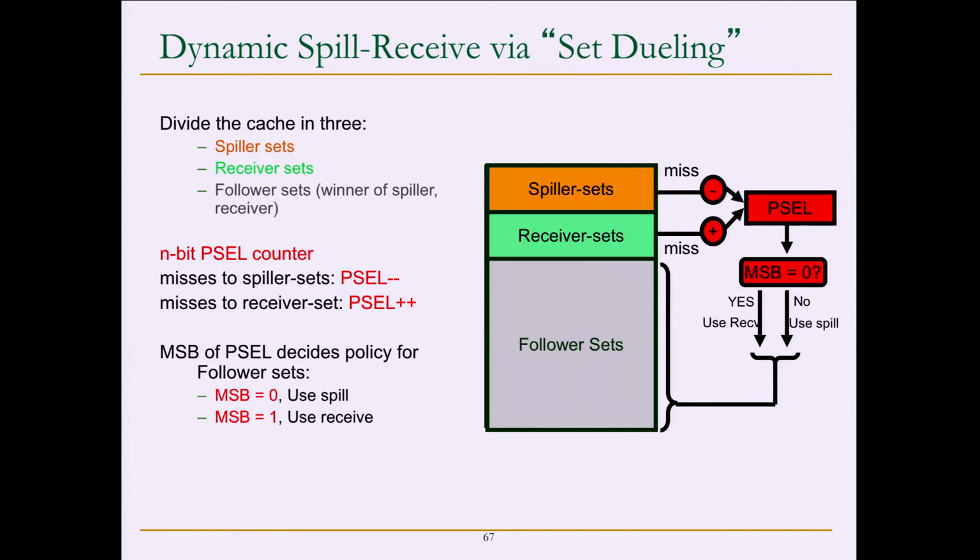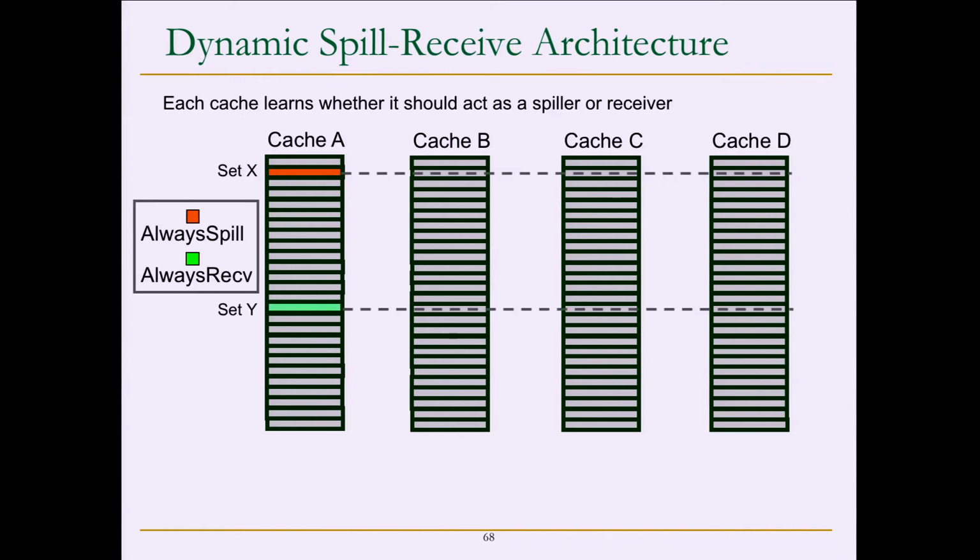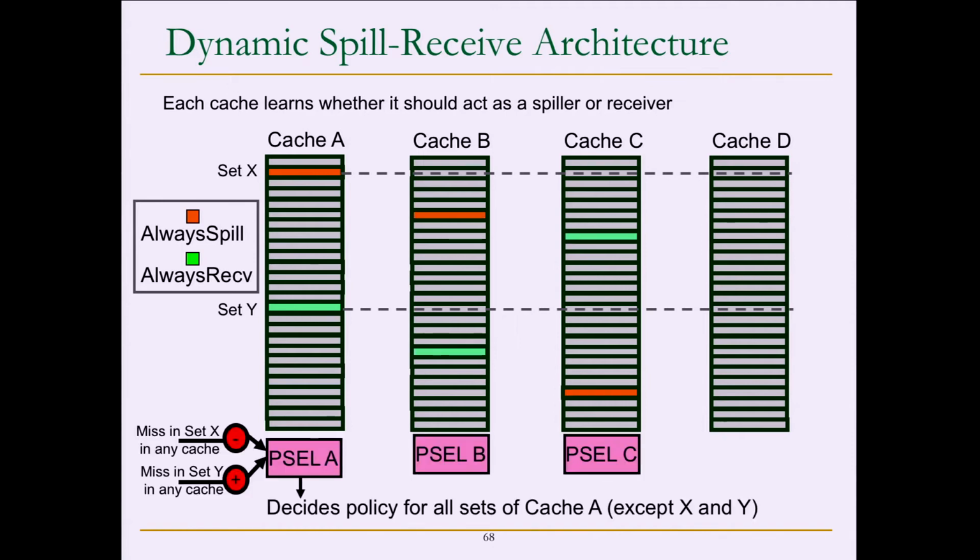Should this cache be a receiver, or should this cache be a spiller? And it's very similar to MLP-based cache partitioning, right? Not cache partitioning, MLP-aware cache replacement. OK. So with a single counter, you can decide. If this cache benefits from spilling, the follower sets will spill. If this cache benefits from receiving, the follower sets will receive. Now, you can do this for all the caches in the system. You just need to allocate different sets to be the spillers and receivers, because they're going to spill to the same locations, assuming the caches are designed the same way. So each cache has different spillers and receivers selected randomly. And each cache decides on its own whether it should be a spiller or a receiver. Make sense? OK, cool.